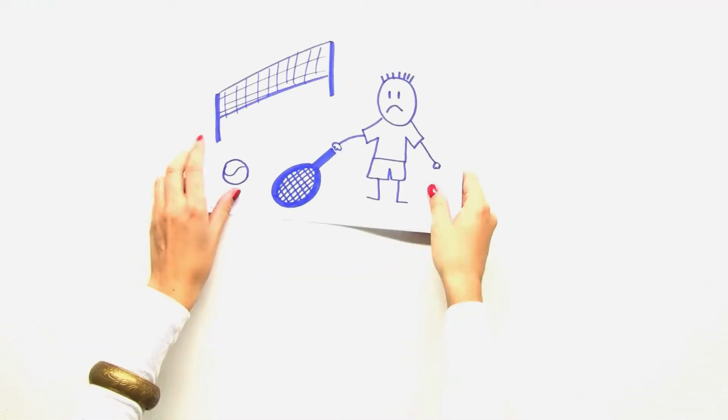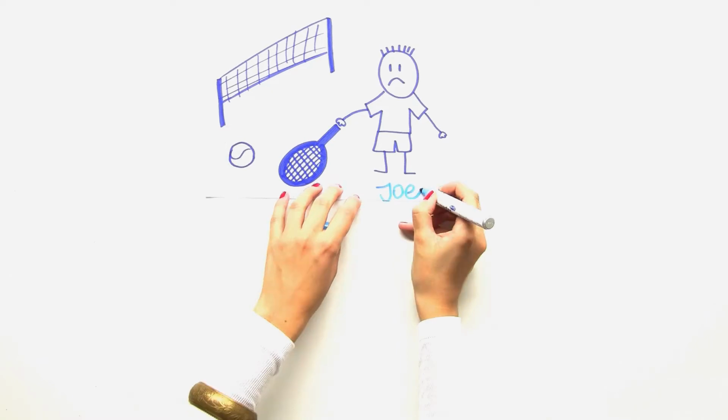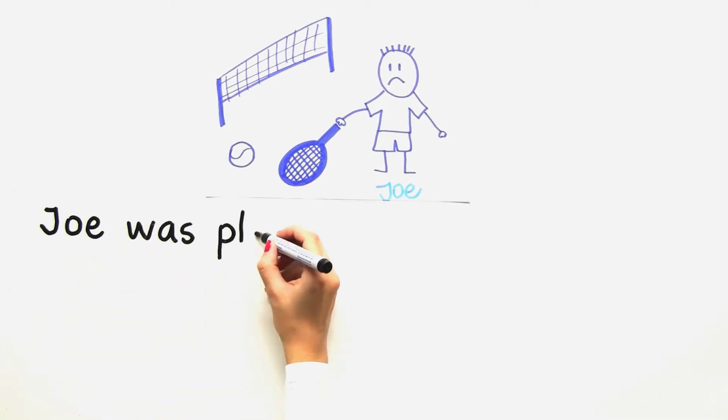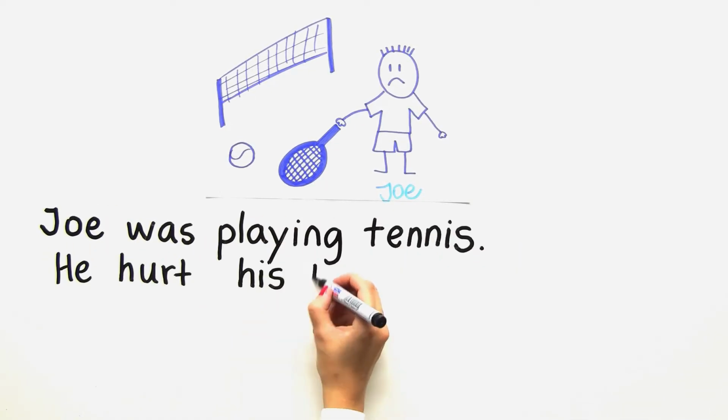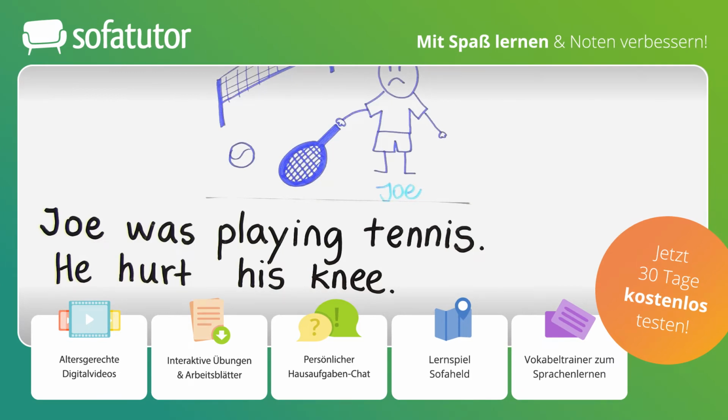But first, look at him. His name's Joe. Joe was playing tennis. He hurt his knee. You see two sentences. How can you say the same thing, but with fewer words? Think about it. It starts with, Joe hurt his knee. Joe hurt his knee playing tennis.